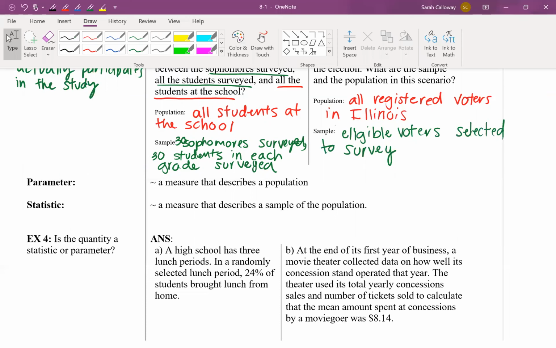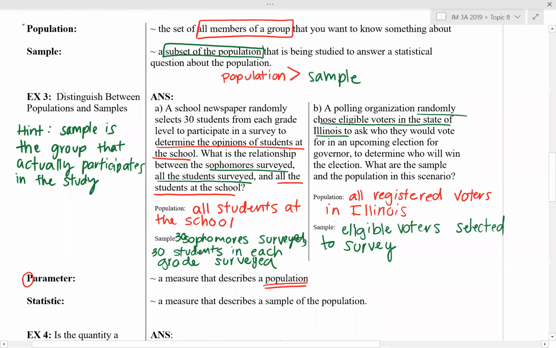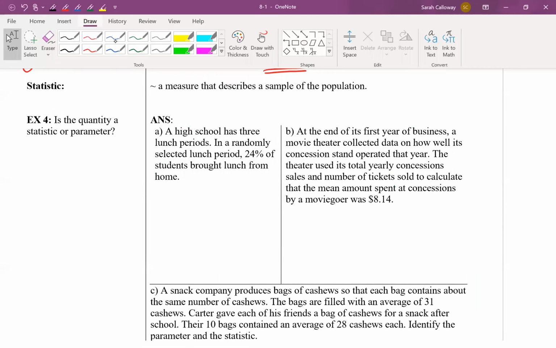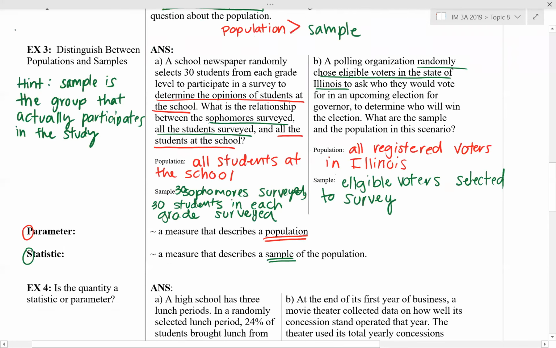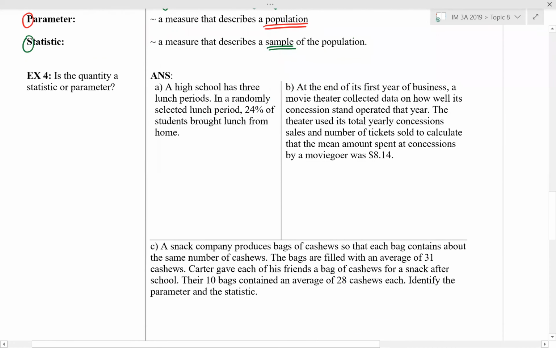And so a parameter is a measure that describes a population. So what's nice is parameter starts with a P, population starts with a P. You just need to remember that they go together. The same thing goes with a statistic. So a measure that describes a sample of the population is a statistic. Statistic starts with an S, sample starts with an S. The two words go together. So a statistic describes the sample. The parameter is a number that describes the population.